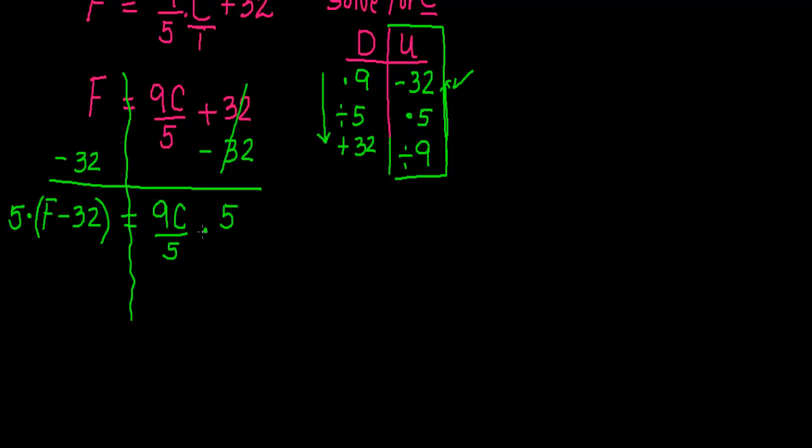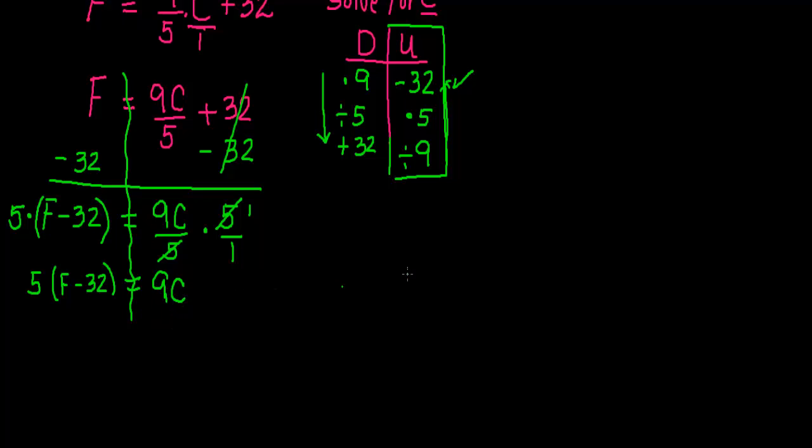Okay? On this side, what do we have? We'll have 5 times F minus 32. And you don't have to distribute the 5 inside of here. You can leave it expressed. On this side of the equal sign, remember when we multiply times 5, we're really multiplying times 5 over 1. So we're multiplying fractions, which is multiply the numerator times the numerator and the denominator times the denominator. But before you do that, we can cross cancel here, 5 and 5. And now I have 9c times 1 over 1, which is 9c. Okay?